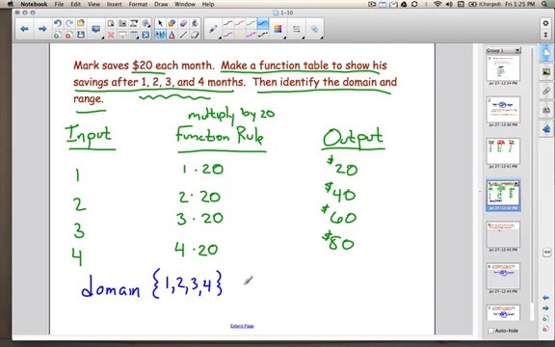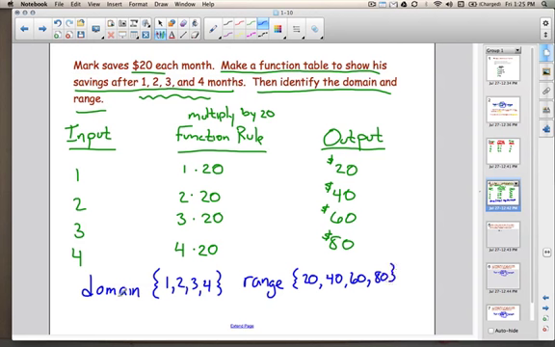And I'm going to do the same thing for range. I'm going to say range, and I'm going to use one of these special little sets of brackets, and I'm going to list these numbers over here because the outputs are known as the range. So that's 20, 40, 60, and 80. And then I'm going to use that special little set of brackets.